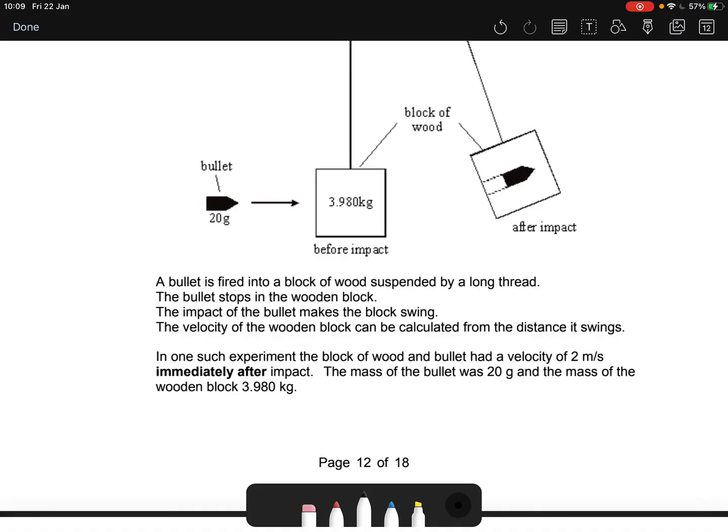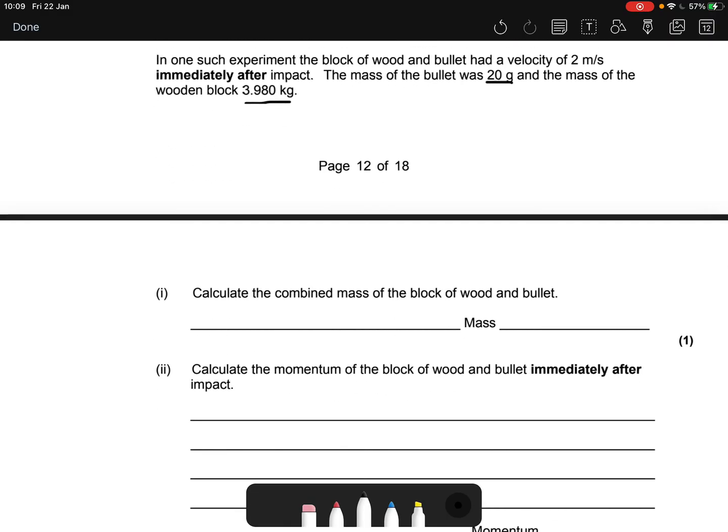We've got a wonderful situation here. It's quite long. A bullet is fired into a block of wood, suspended by a long thread. The bullet stops in the wooden block, and the impact of the bullet makes the block swing. The velocity of the wooden block can be calculated from the distance it swings. In one such experiment, a block of wood and bullet have a velocity of 2 meters per second after the impact. The mass of the bullet is 20 grams, and the mass of the wooden block is 3.980 kilograms. Remember that obviously one's in grams, one's in kilograms. It's quite nice because 20 grams added just makes 4 kilograms, which is exciting.